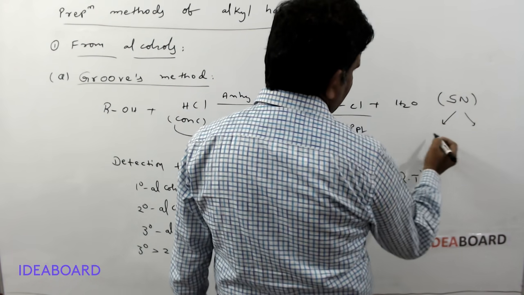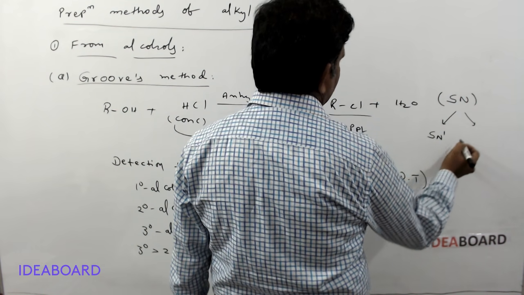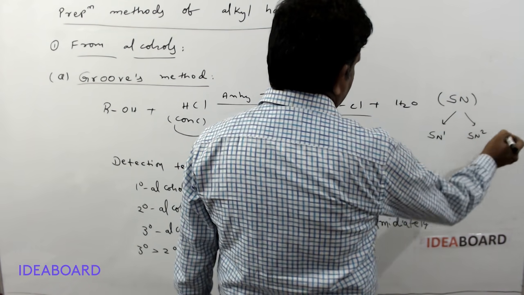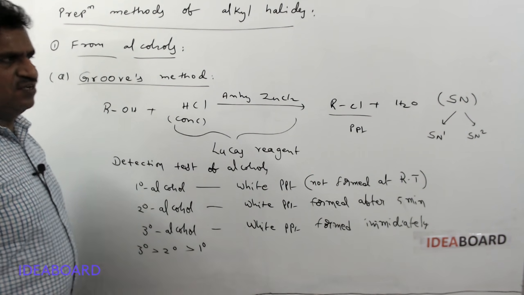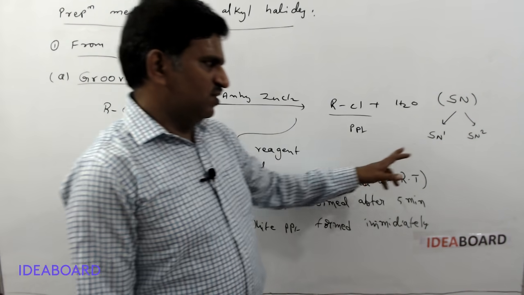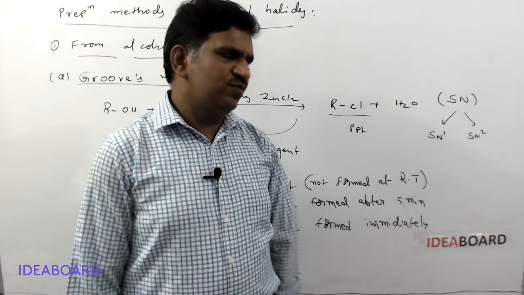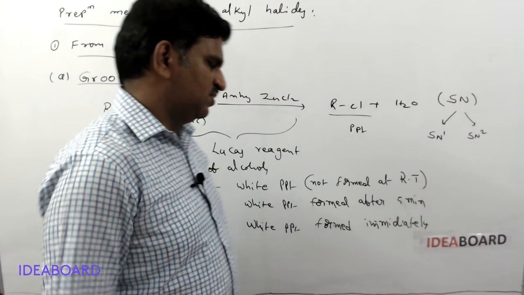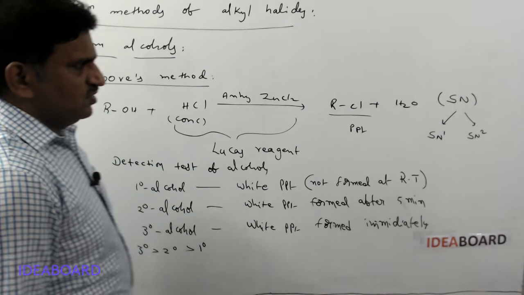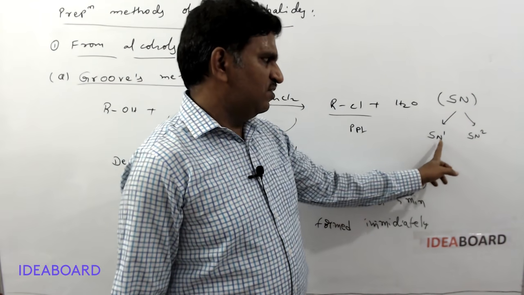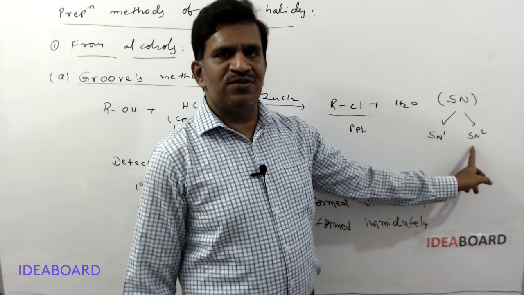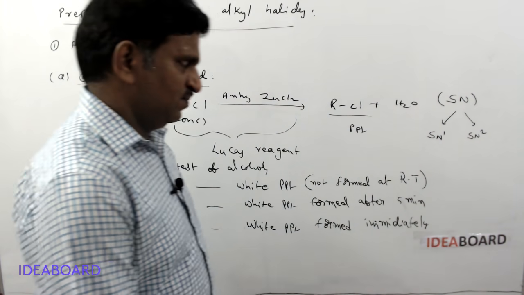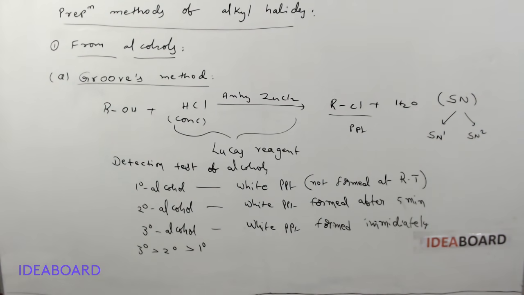About the details of these reactions we will give in the properties, but a few points are required here also, so we will give that also. SN1 and SN2, two types of nucleophilic substitution reactions, are possible. The first one is called unimolecular nucleophilic substitution. The second one is called bimolecular nucleophilic substitution reaction.